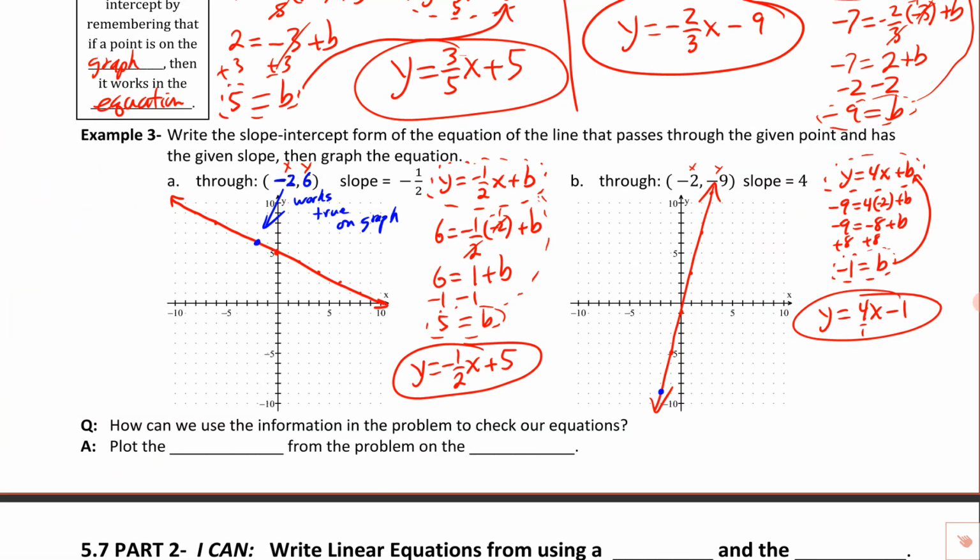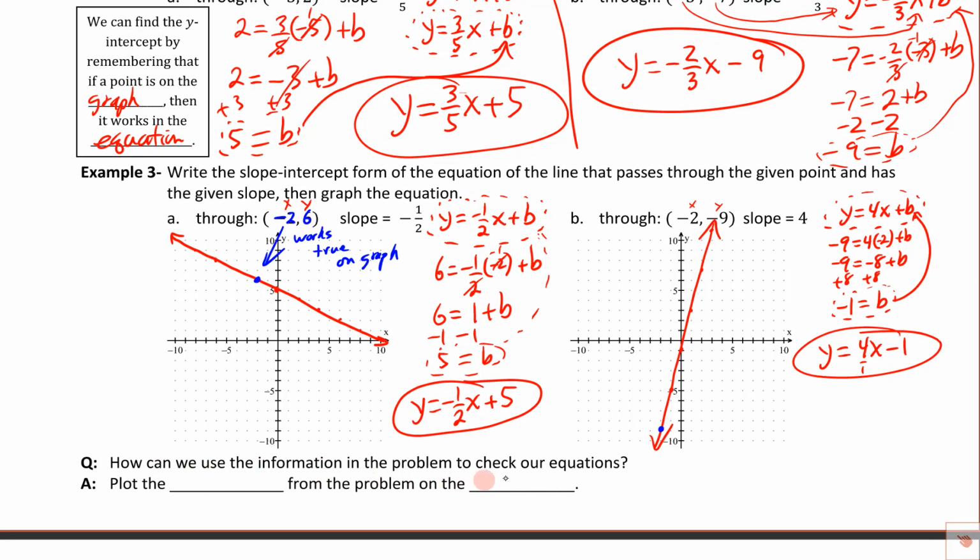Okay, so how can we use the information from the problem to check our equation? Plot the point on the graph, and if it's on that line, then we know we've done it right. Okay, so this is our way that we can double check. So I'm just going to write double check here. That's our double check, is we make sure that the point that they gave us in the information actually is on the line that we predicted.